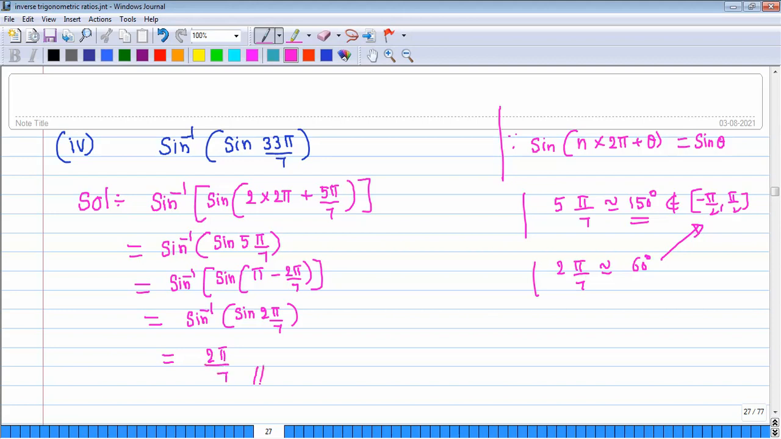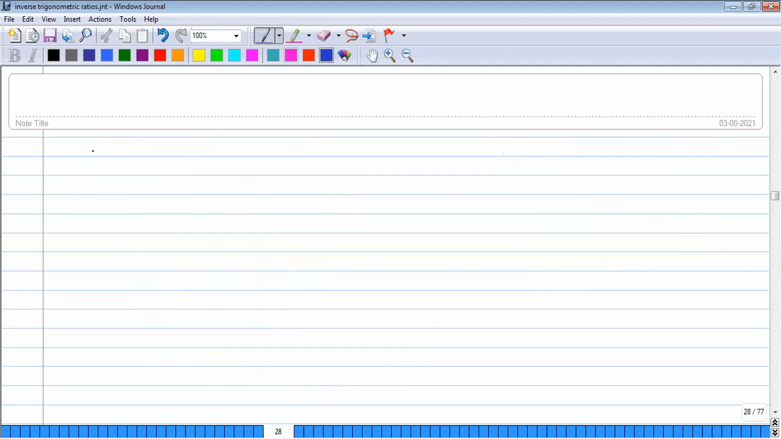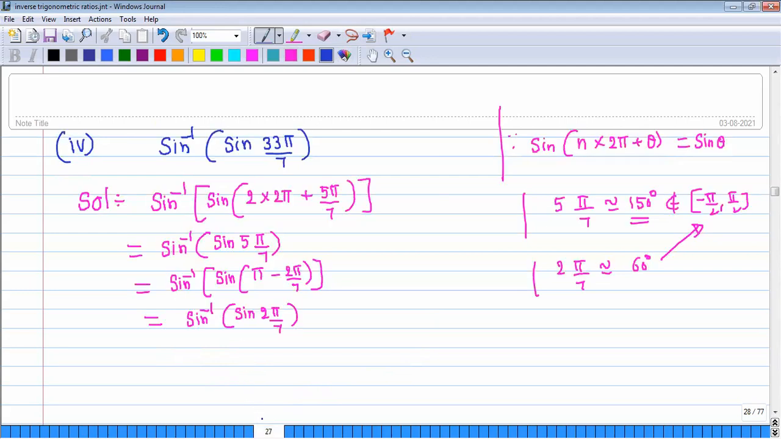Any other method or this method only you have done? Hello? This method. Okay, fifth one. Sir, one show before page. Here before page. Okay, sir. Thank you, sir.